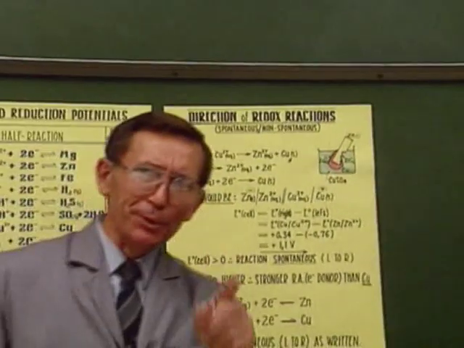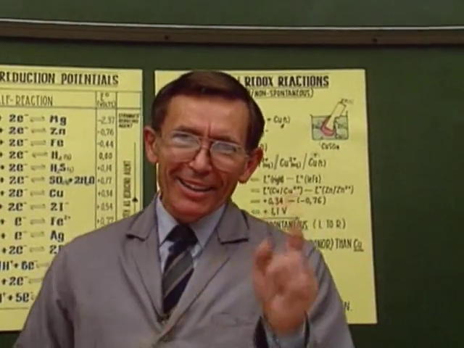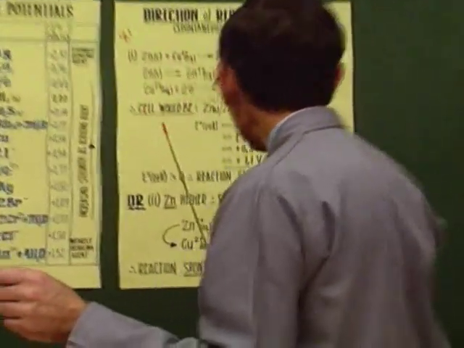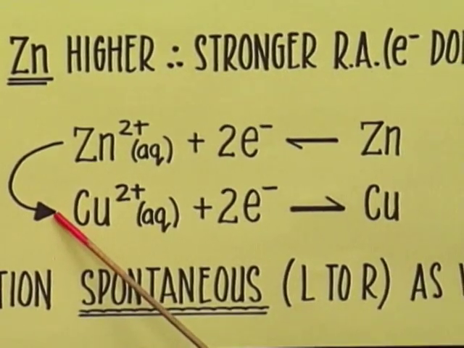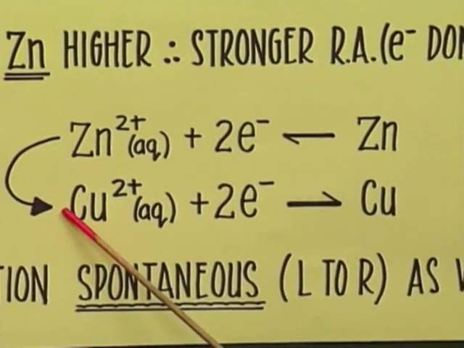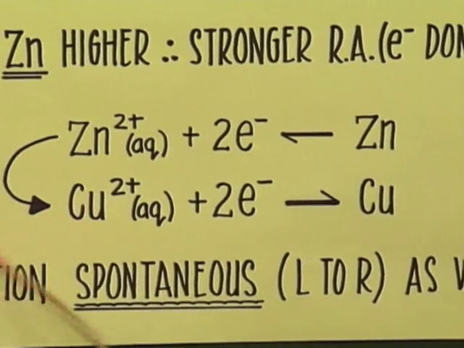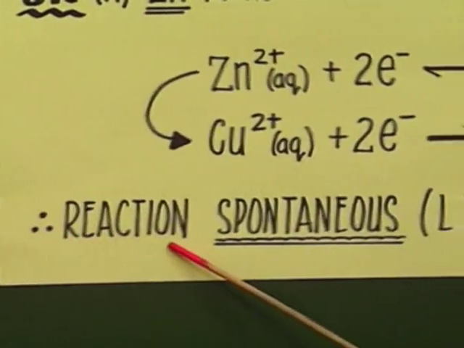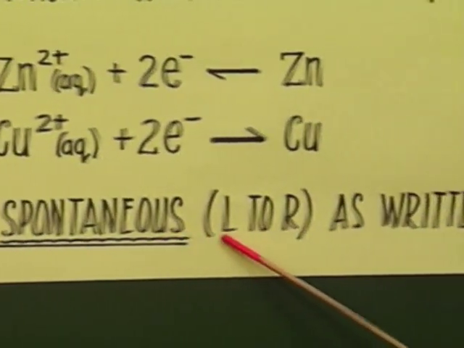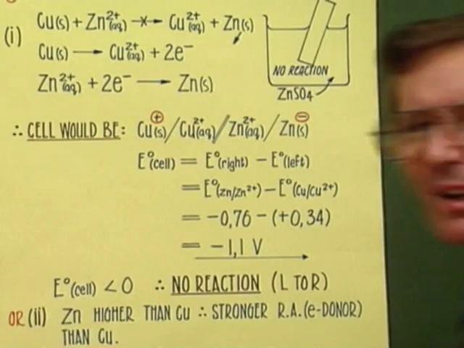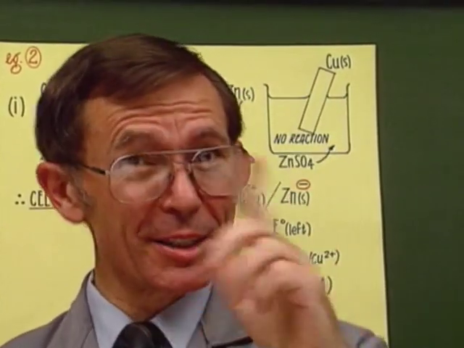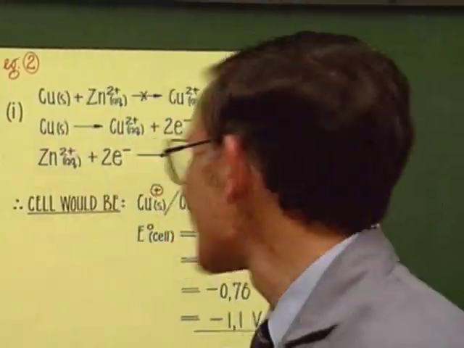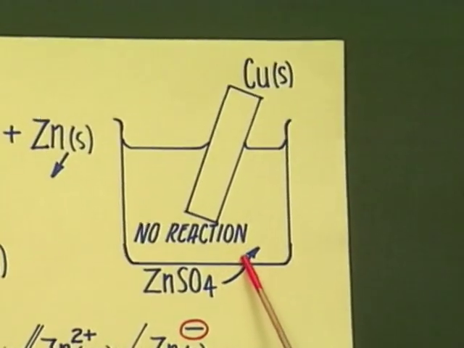A simple rule to remember is that we can always simply connect the two half reactions by a counterclockwise arrow to find out in which direction the spontaneous reaction will occur. And so in this case, the reaction is spontaneous as written from left to right. What would happen if we do the opposite, if we place the copper strip in a zinc sulfate solution? In this case, we get no reaction.